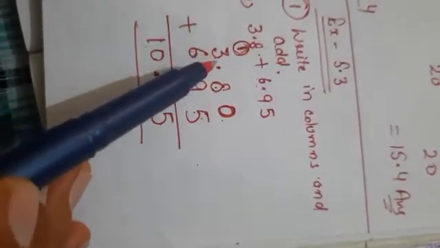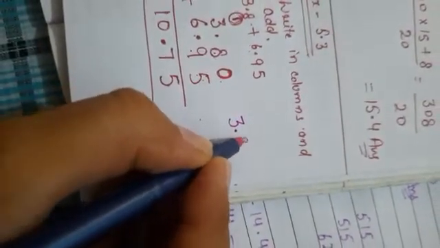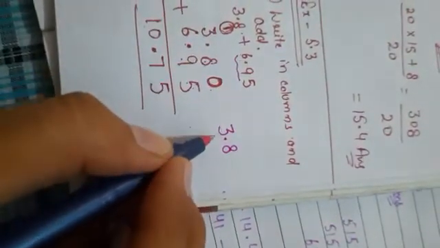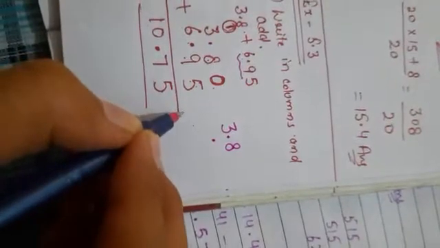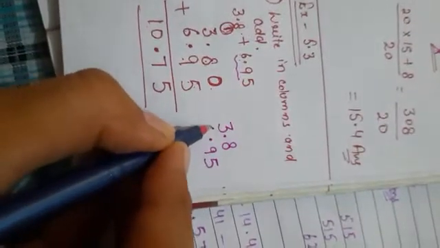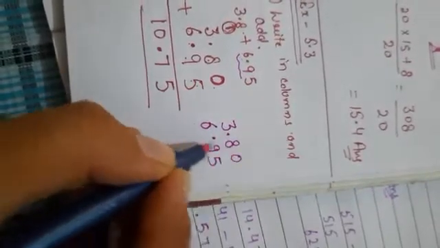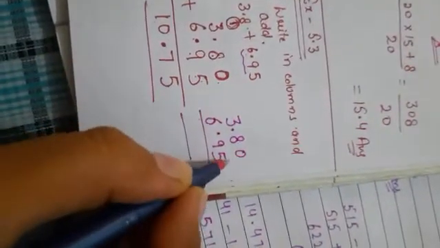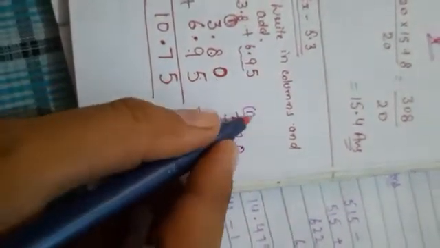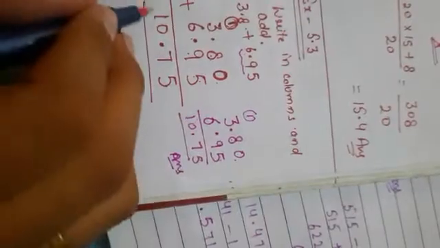First of all we will write 3.8. Then we will write the second number, and the decimal should be downside of the decimal. Then the digits after the decimal we write on this side, and the digits before the decimal on this side. Now where no number is left, put 0 and add. When you add, 5 plus 0 is 5, 9 plus 8 is 17, carry 1, 9 plus 1 is 10, so 10.75. Like this way you have to add these numbers.